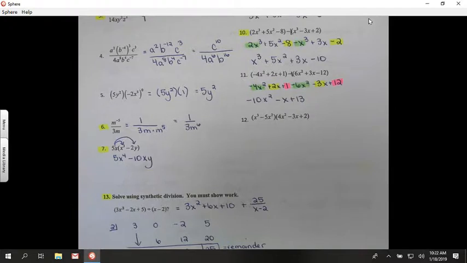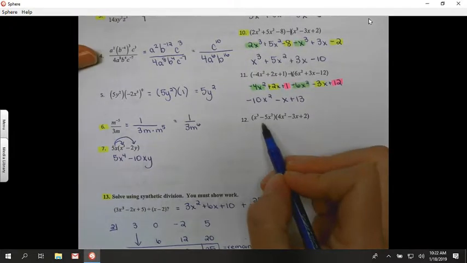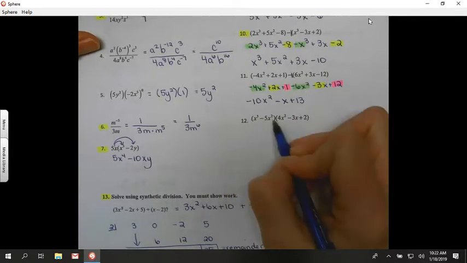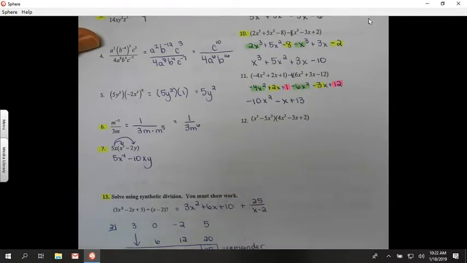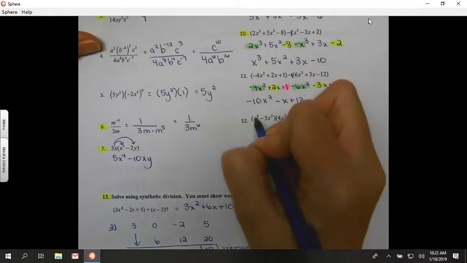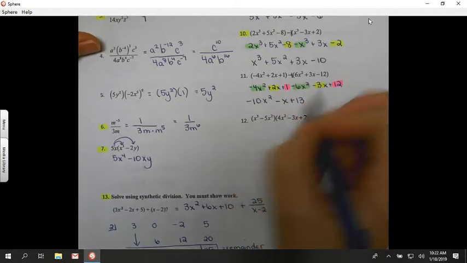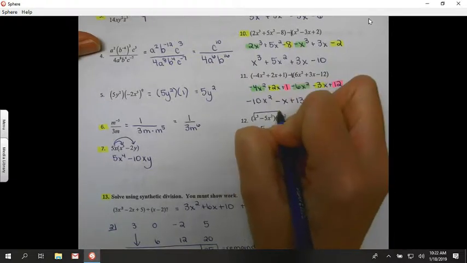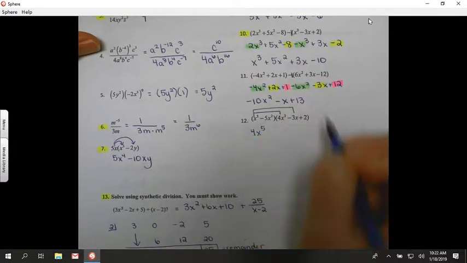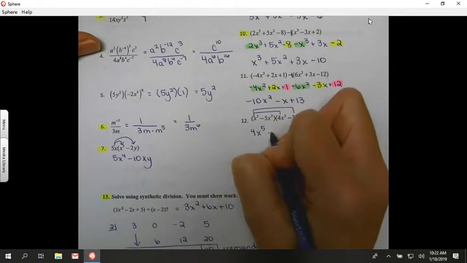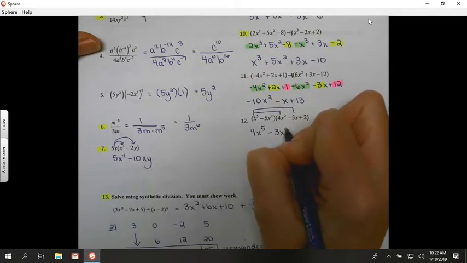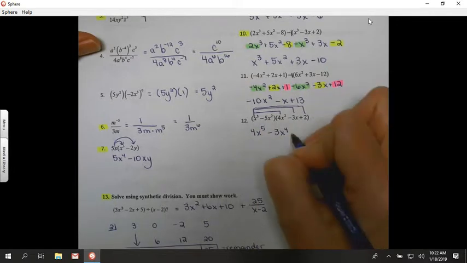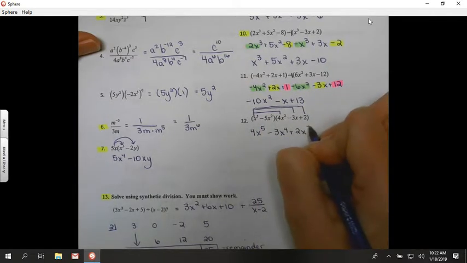Okay. Number 12 is just like number 8. So both of these terms have to be distributed to everything in my other set of parentheses. So I have an x cubed times a 4x squared, which is going to give me a 4x to the 5th. And then I have an x cubed times a negative 3x. I'm going to have a negative 3x to the 4th. Then I have an x cubed times a 2. I'm going to get 2x cubed.